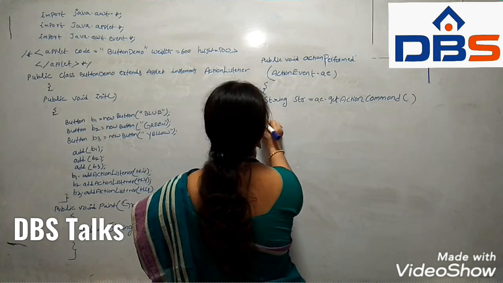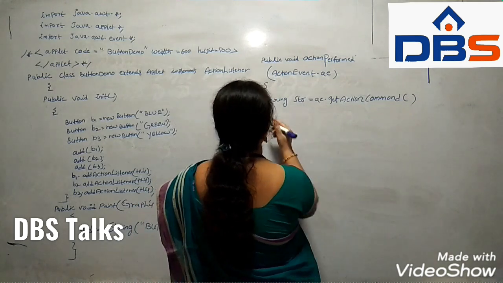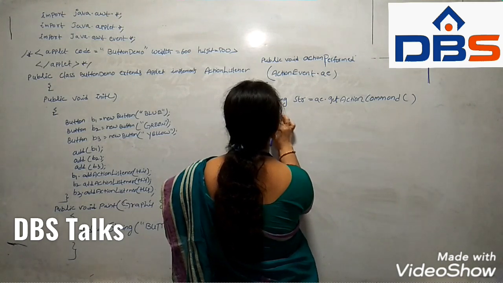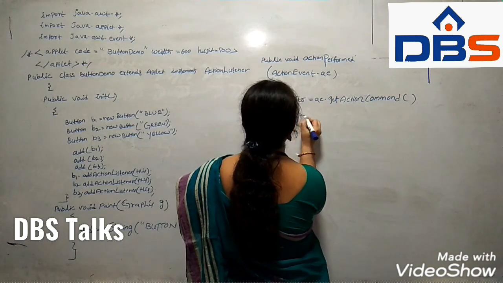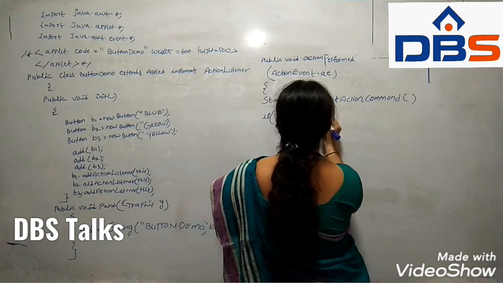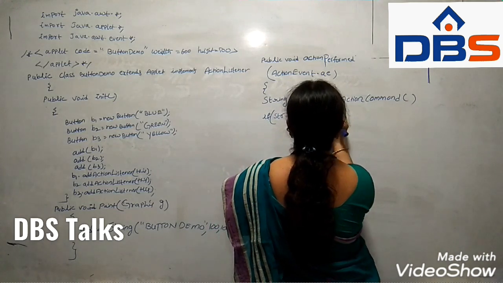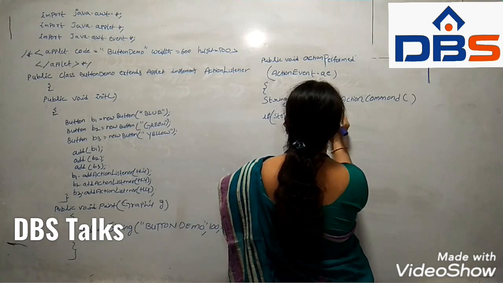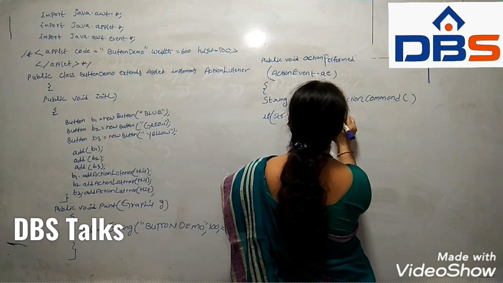Here we need to check whether it is matching or not. For this, we are using if, str, all in small case letters. str dot equals method we are using, to check whether it matches or not. Then it sets the color blue. What is the first one? Blue.